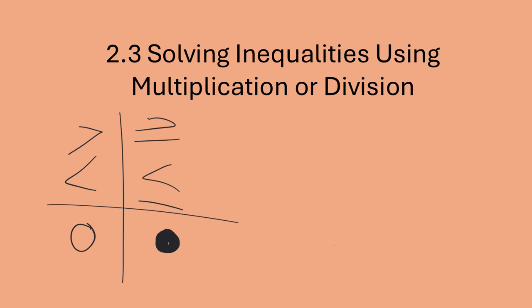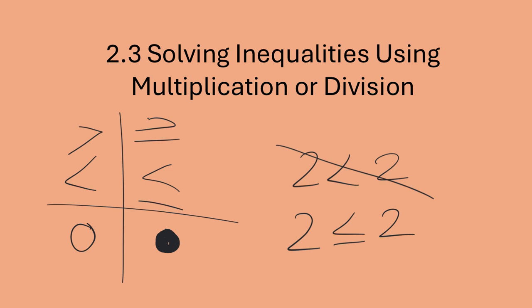Now, one more thing. When it's an open circle, is the number closed or open? So if I have, let's say, 2 is less than 2, is that going to work? It's not a solution. The number itself is not a solution. So what if I have 2 less than or equal to 2? That means the number itself is going to be a solution. Okay. Do we have any questions on that?